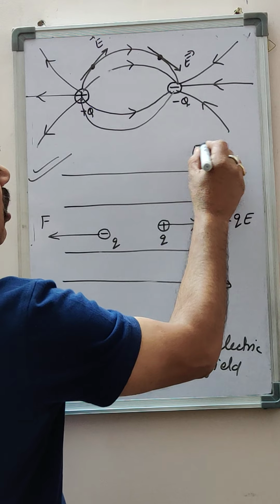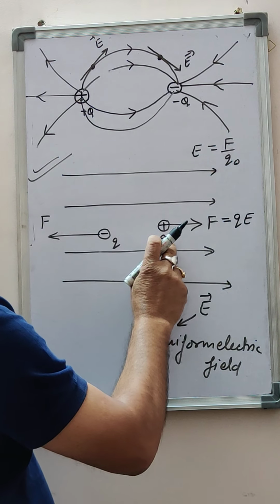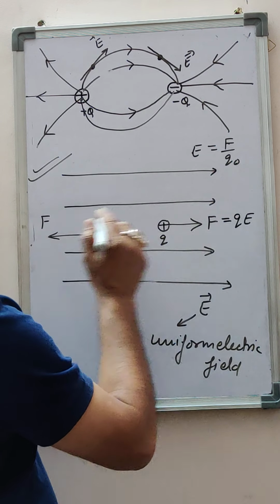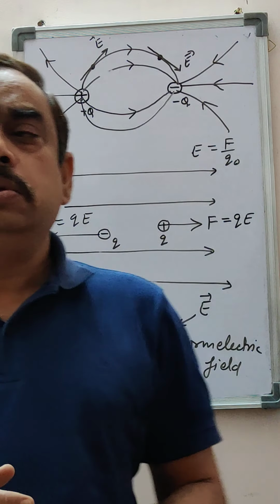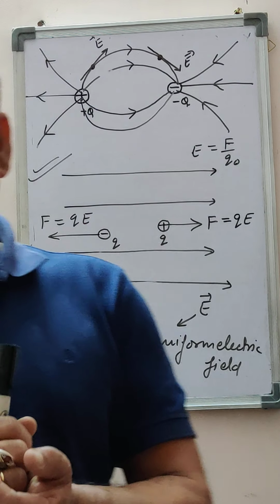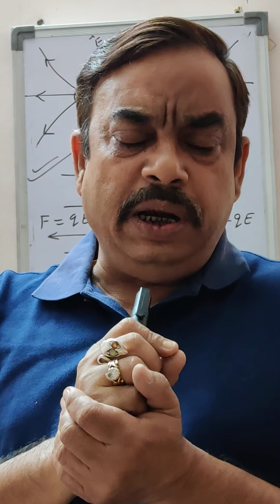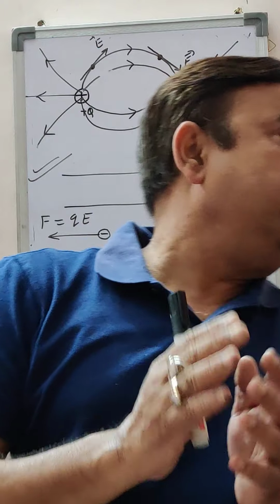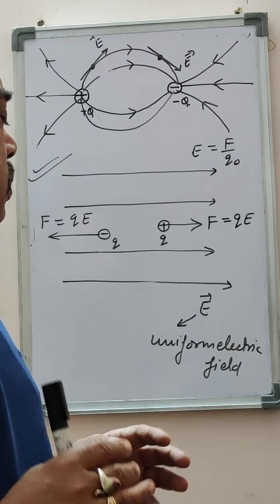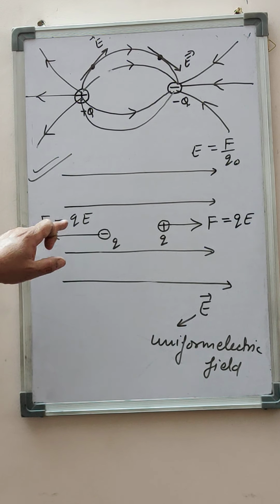As you have read, E is equal to F by Q naught. So force is Q naught into E. Charge placed is Q. So force is Q into E. So remember this point, that if positive Q charge is placed in electric field, then force will be acting in the direction of field, and value of force will be Q into E. And if negative charge is placed in electric field, then force will be acting opposite to the field, and value will be again Q into E.